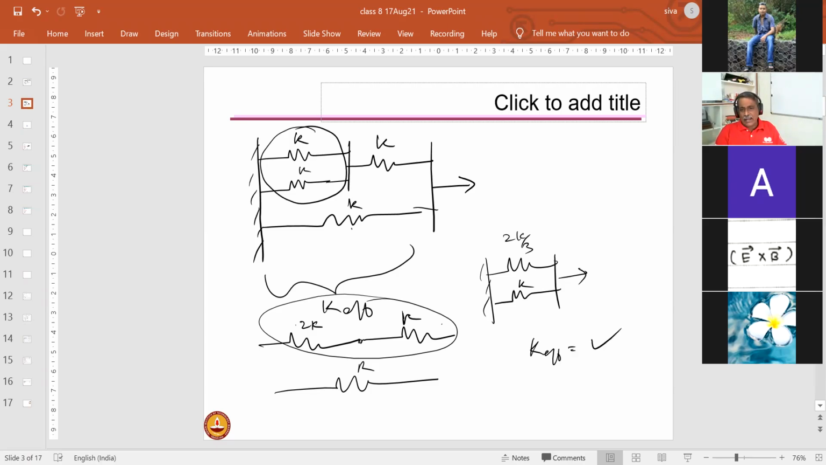So I can keep on doing this. I can also now say, okay, these two are in parallel. Then I can do lots of combinations that I wish to. For example, I can do like this.